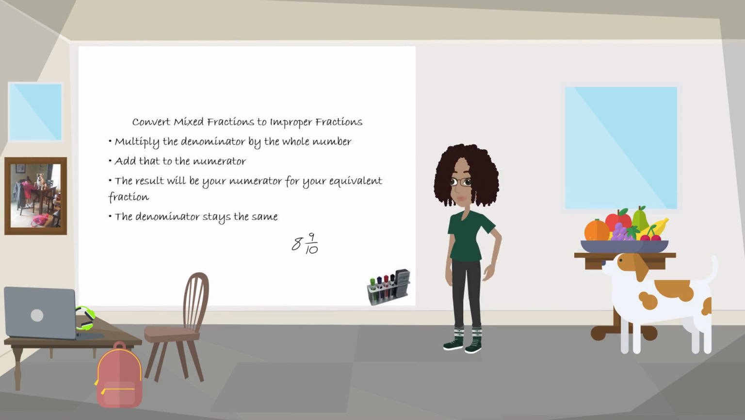To convert a mixed fraction to an improper fraction, follow these steps. Multiply the denominator by the whole number. Add that to the numerator. The result will be your numerator for your equivalent fraction. The denominator stays the same. Let's look at some examples.